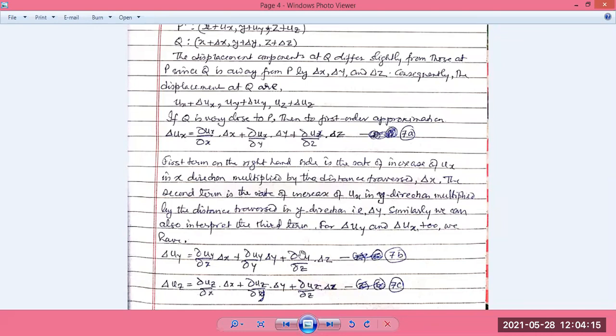Delta uz: delta uz by delta x, delta uz by delta y, delta uz by delta z. This is the equation of delta u in terms of delta x, delta y, delta z itself.